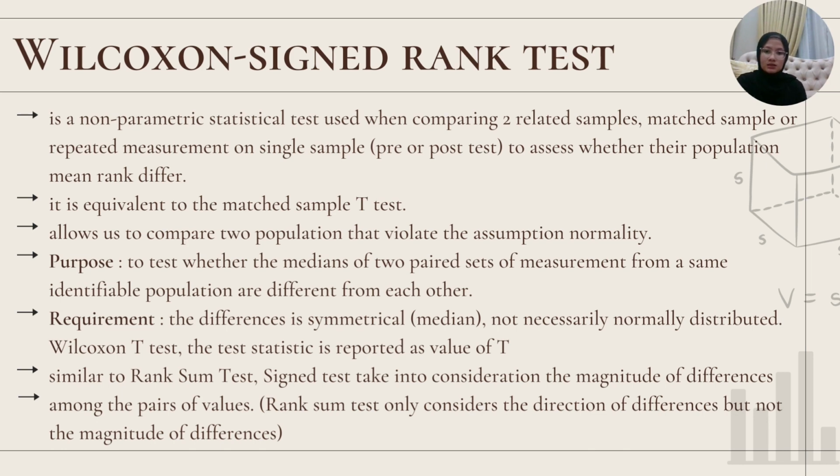For the Wilcoxon test, the test statistic is reported as the value of T. Similar to the rank sum test, the signed rank test takes into consideration the magnitude of differences among the pairs of values. The sign test only considers the direction of differences but not the magnitude of differences.